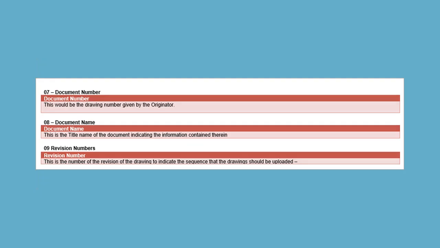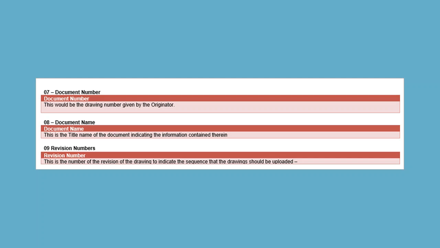Containers 7, 8 and 9. The document number is the unique document number raised by the originator to suit their numbering system. If it was an architect, they would have specific numbering systems, and that would go in container 7. The document name goes in container 8, and that needs to be a very brief but explicit description of what the document is, because that is the quickest way to identify the document on a common data environment for anybody, and the easiest one for people to use on site.